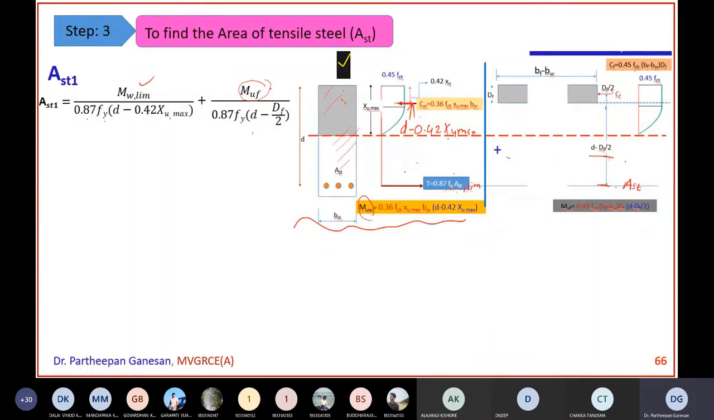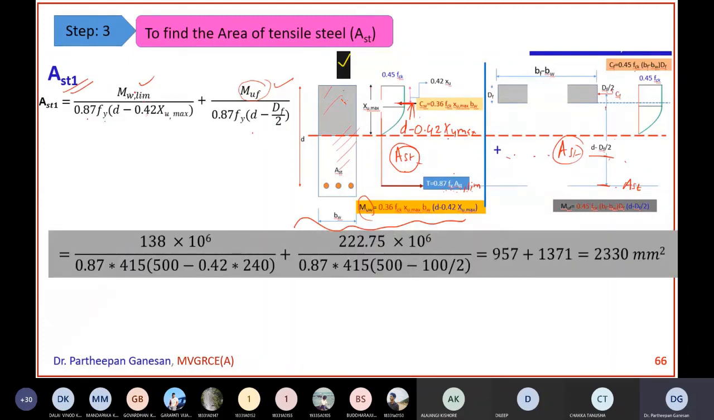So you are finding out what Ast is required for this one, and what Ast is required for this one. You add these things together. That is Ast1. So for that, Mu w limit is 138. This we already found out in the previous step.